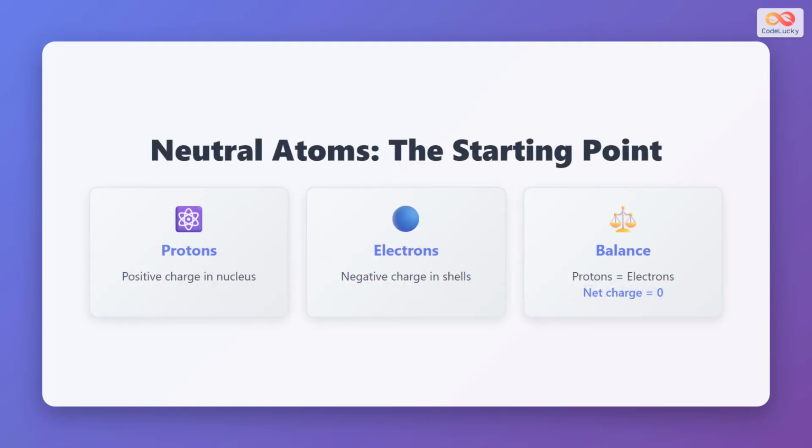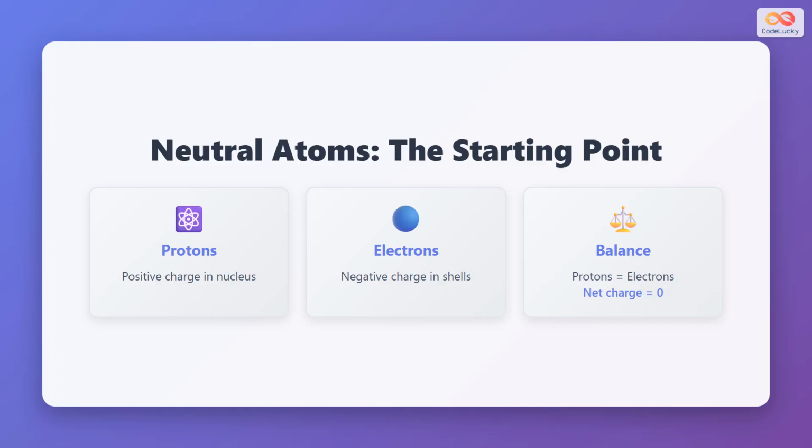Before we dive into ions, let's review the basics of neutral atoms. Every atom consists of three main components. First, we have protons, which carry a positive charge and are located in the nucleus at the center of the atom. Second, we have electrons, which carry a negative charge and orbit around the nucleus in shells. Third, we have neutrons, though they're not shown here because they're neutral and don't affect charge.